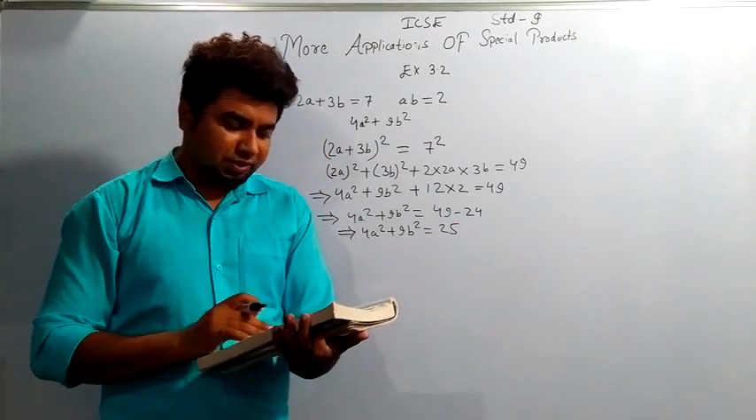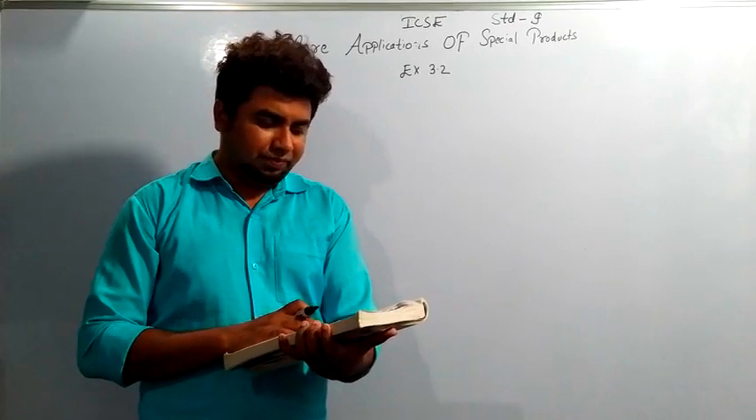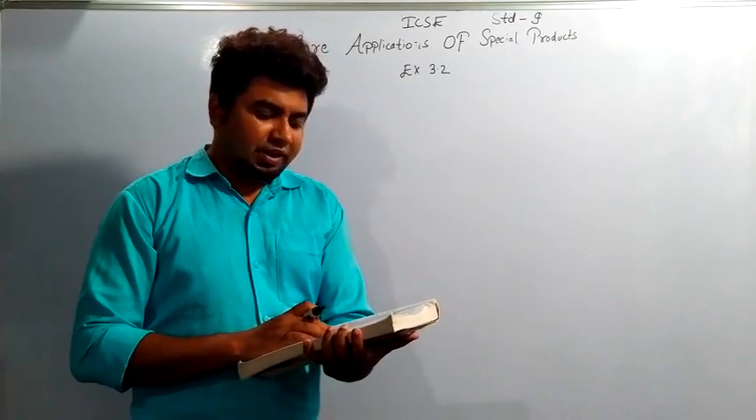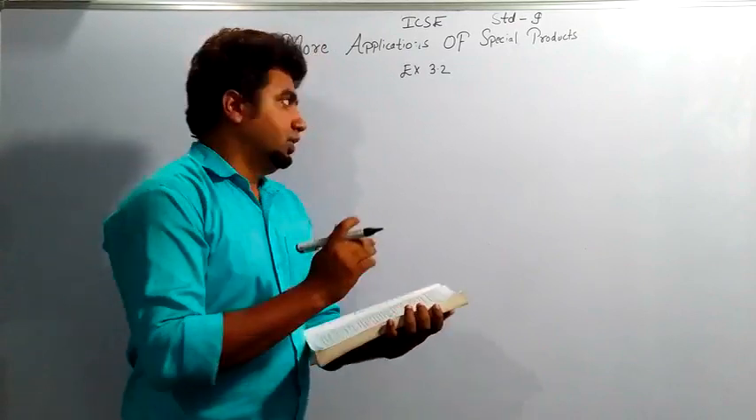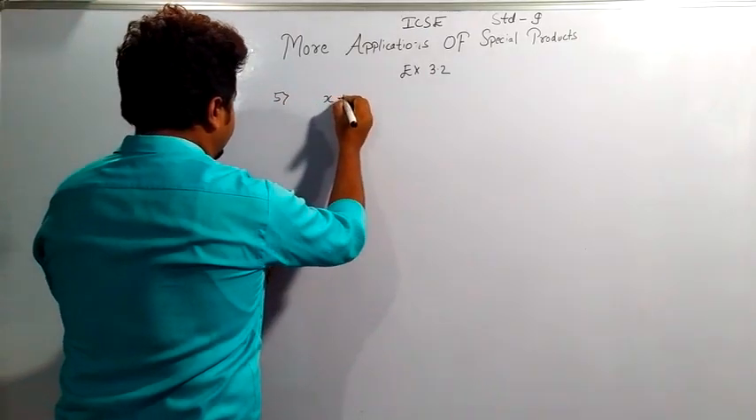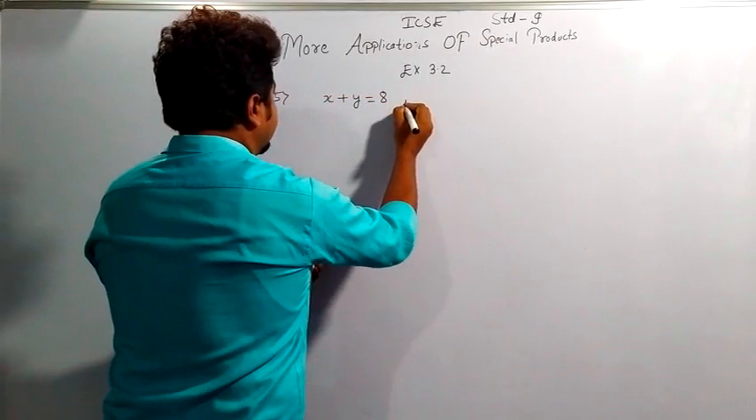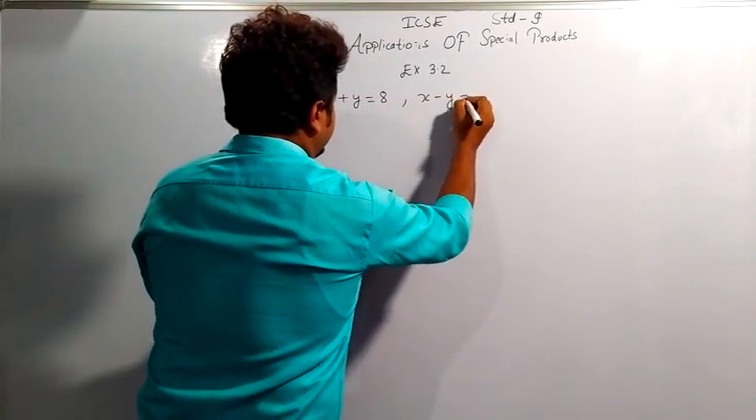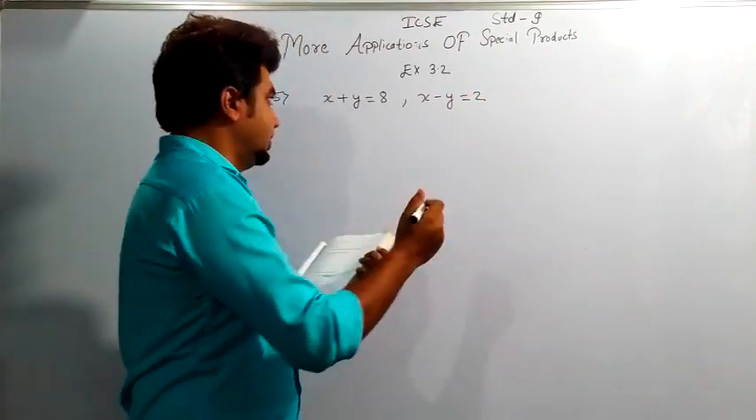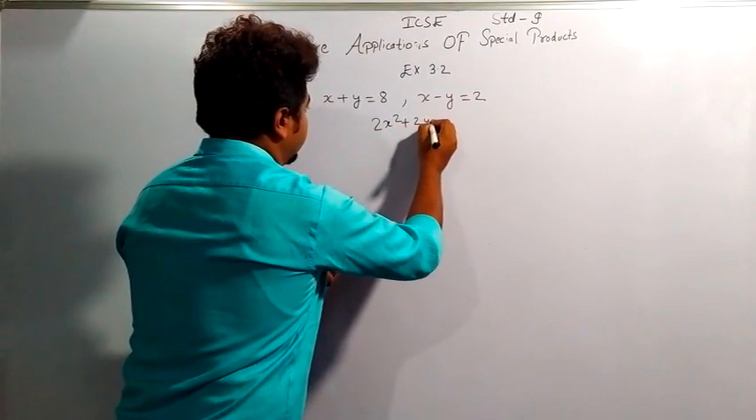Now we'll be moving to question number 5. In question number 5 it is given x plus y is equal to 8 and x minus y is equal to 2. And we have to find the value of 2x square plus 2y square.